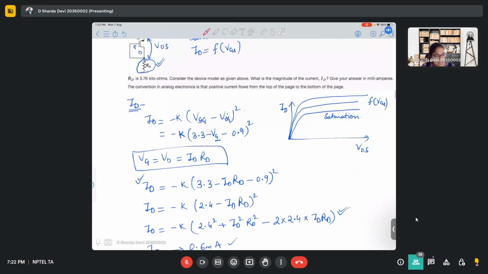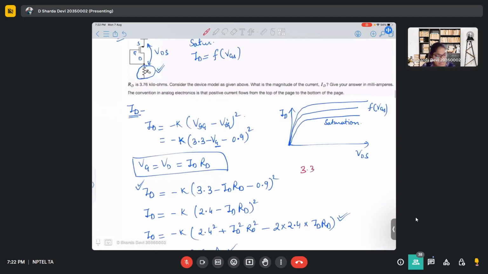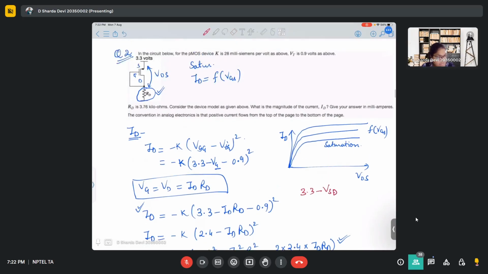Okay. So it is like 3.3 minus VSD minus IDRD equal to 0. And then VSD will be, but here 3.3, what will be your VSD? Ma'am, it will be root over ID by K plus VT.